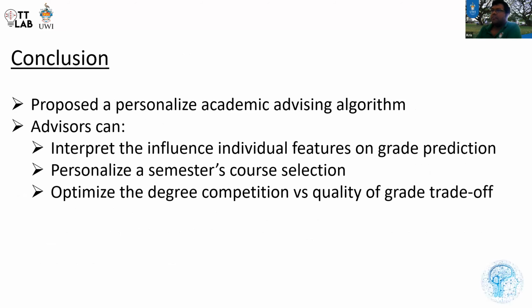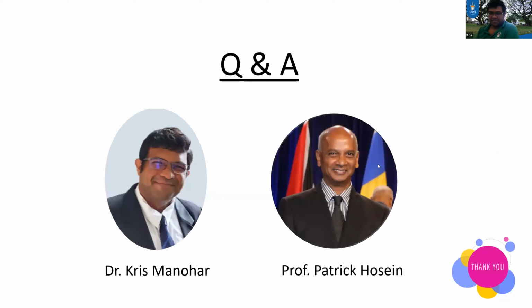So students like those might care about things other than just the degree completion and grade quality. All right. So in conclusion, what we did, we have a personalized algorithm to help with academic advising. So based on these results, we think it's sufficient that advisors would be able to interpret the influence that individual features have on a particular grade prediction for a student, be able to personalize the semester's course selection for a student, and then of course optimize between which of these things the average student cares about, the degree completion or the quality of grade. All right, so that's it from me.